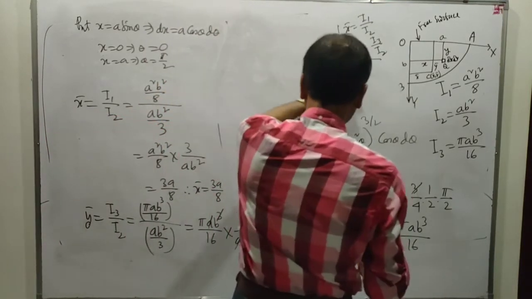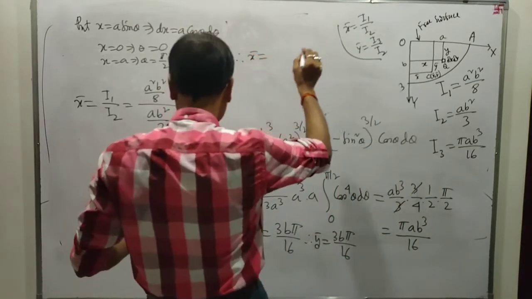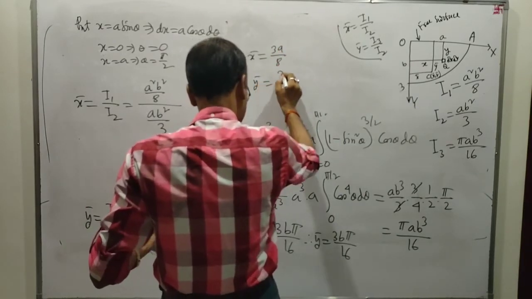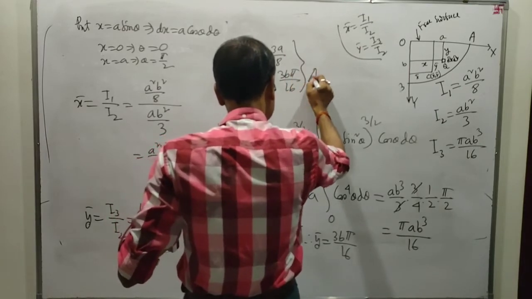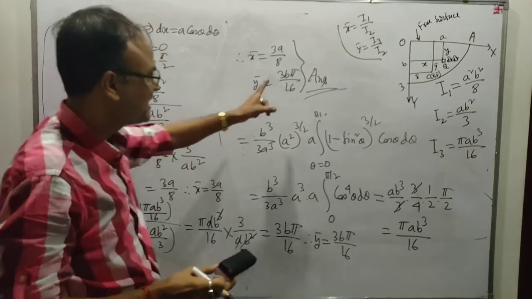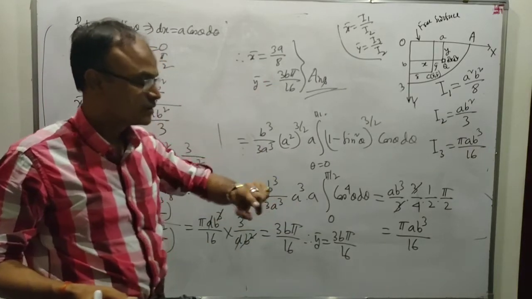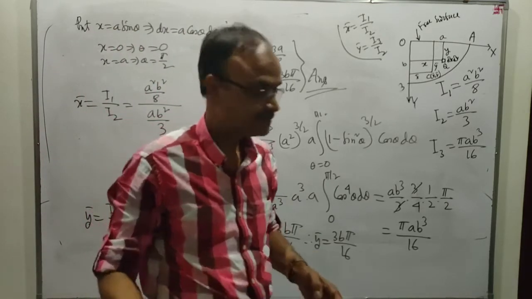Thus, x bar equal to 3a by 8, y bar equal to 3b pi divided by 16. This is the answer of the question: 3a by 8, 3b pi by 16. We have done this. Let us take another problem.